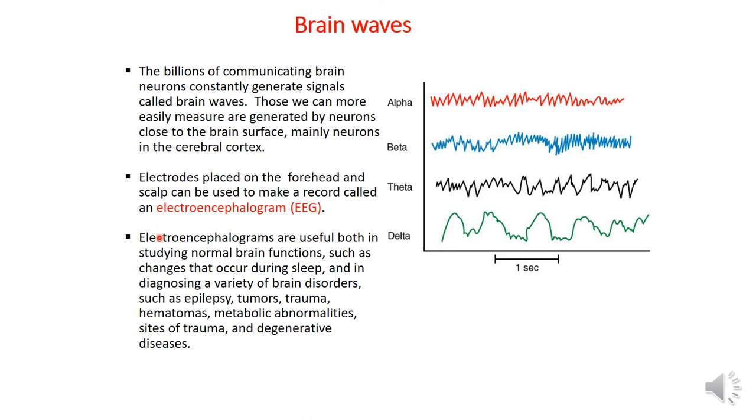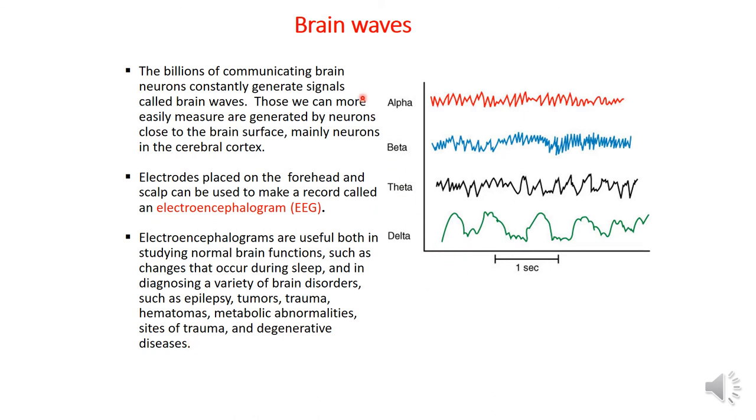And the recording is known as the electroencephalogram. Electroencephalograms are useful both in studying normal brain function, such as the changes that occur during sleep, and in diagnosis of a variety of brain disorders, such as epilepsy, tumors, trauma, hematomas, metabolic abnormalities, and even detection of the site of trauma and degenerative diseases.